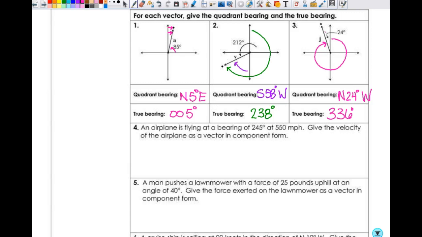Because it always goes from north-south, so it just depends. I'm either here and I go this way, or I'm here and I go that way. It goes either way.